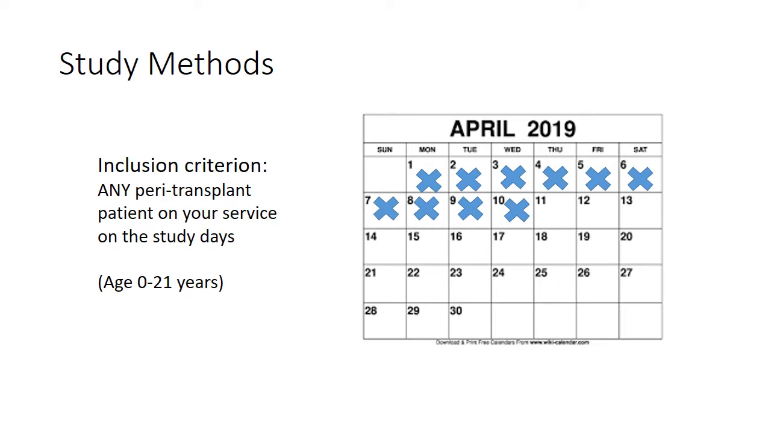We will include autologous transplants as well as allogeneic. We will capture children located in the transplant unit and also those children who have been transferred to the PICU. However, we will not include patients who are past their 21st birthday, and we will not include children who have been readmitted to the hospital for post-transplant complications.